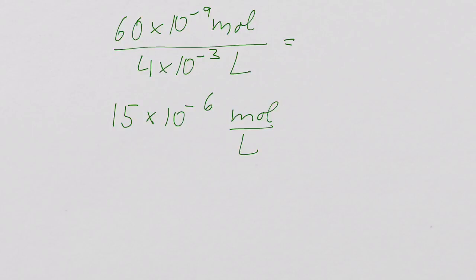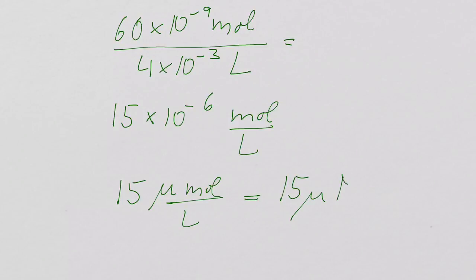Yeah? Now, 10 to the minus 6 I can write in a slightly different form. What is 10 to the minus 6? 10 to the minus 6 is micro. So I can write this as 15 micromole per liter. And that's the same as 15 micromolar. Did you get that? Yeah? Yeah. Well done. Good man.